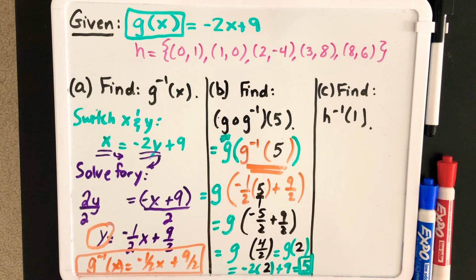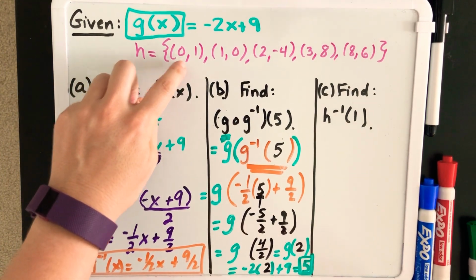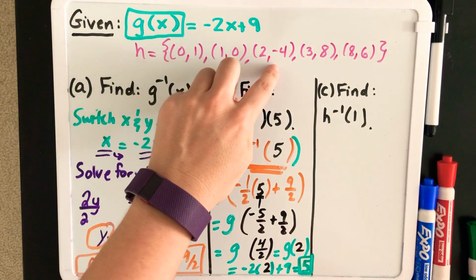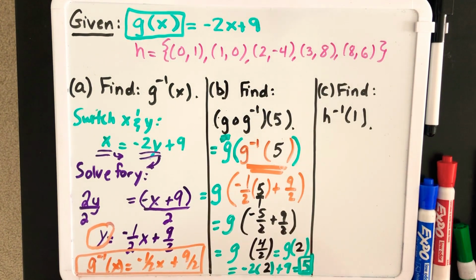All right. So now let's take a look at what to do if you're given an original function that is defined by some ordered pairs. So we just know some points which are on this trajectory. They tell us h is defined by these points: (0, 1), (1, 0), (2, negative 4), (3, 8), and (8, 6). So how do we begin finding h inverse of the number 1?